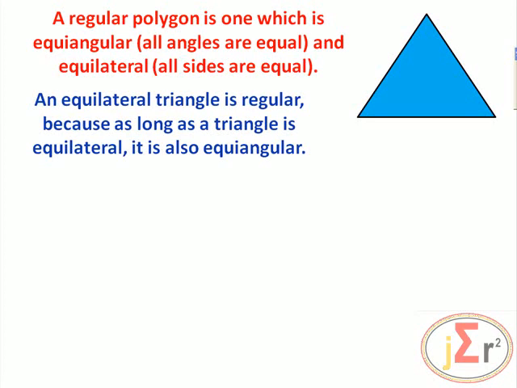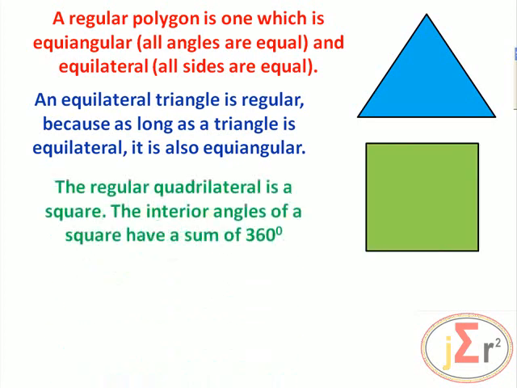So for an equilateral triangle, all of the sides are equal. That is why it is called equilateral. But it is also equiangular. All angles are equal. Square, that is your square. The regular quadrilateral is a square.